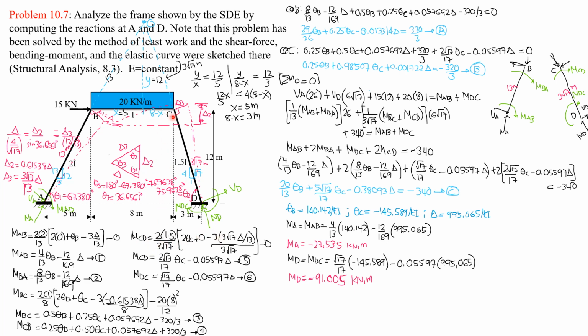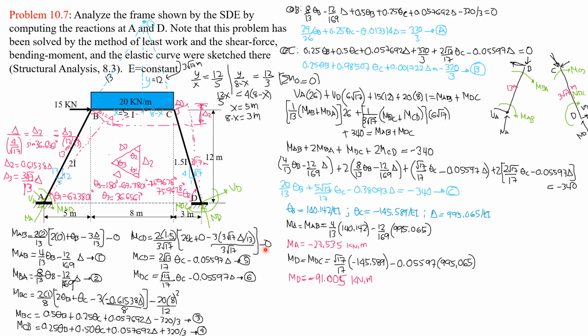MCD is 2, EI is 1.5 divided by length of member CD, which is 3 square root of 17 meters. Quantity 2 theta C plus theta D, which is fixed, so 0, minus 3 times delta 3. The rotation is clockwise, so that's why it's positive. Delta 3 is 3 square root of 17 delta over 13, divided by length of CD, which is 3 square root of 17.